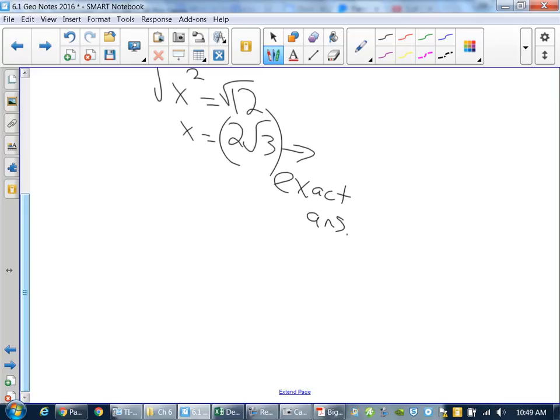What you're doing here, when you take a radical, is you can break it into perfect squares. The perfect square of 12 that's hiding in it is a 4. So you get 2 root 3. There are other ways you can do this.